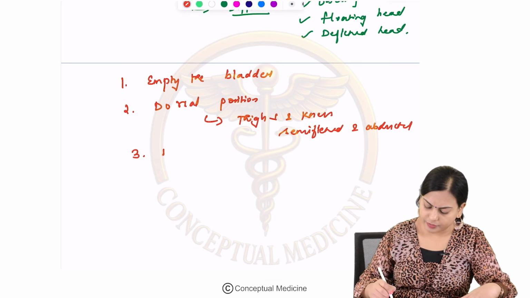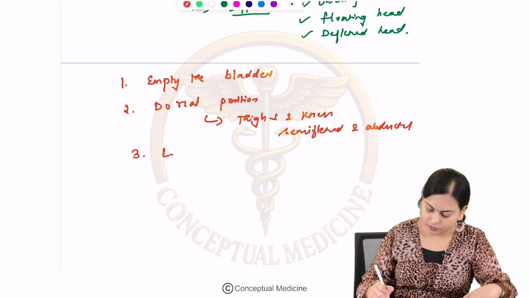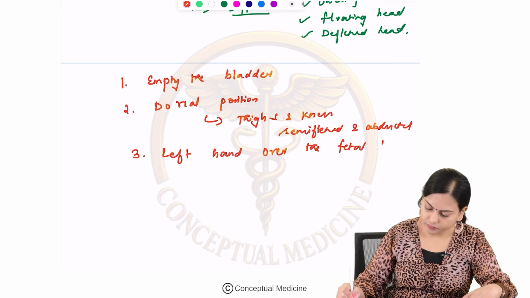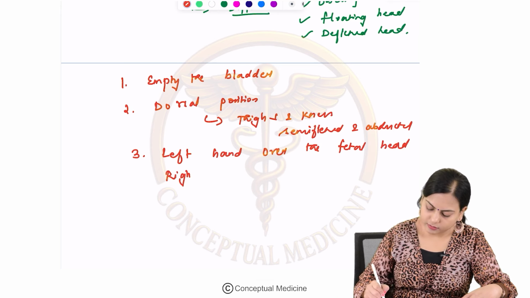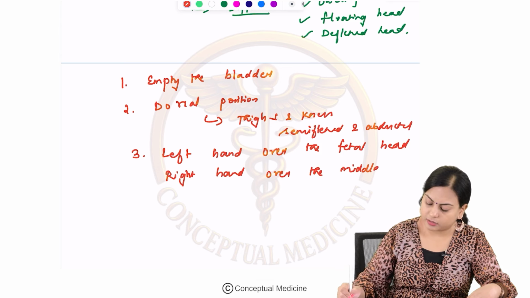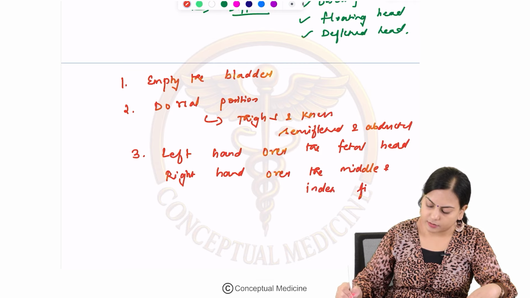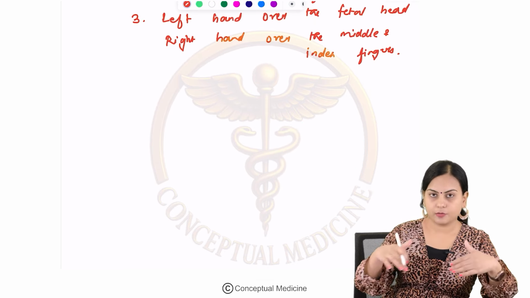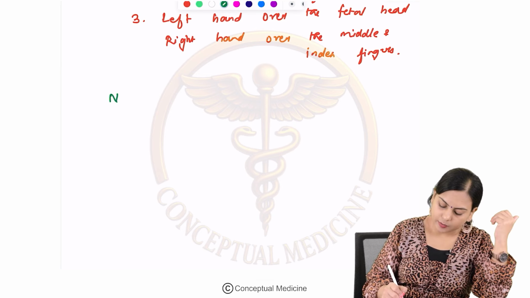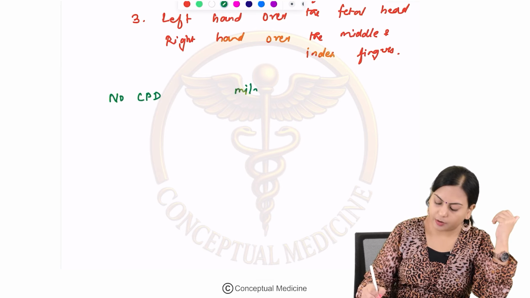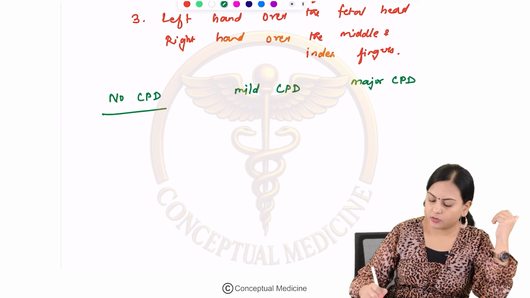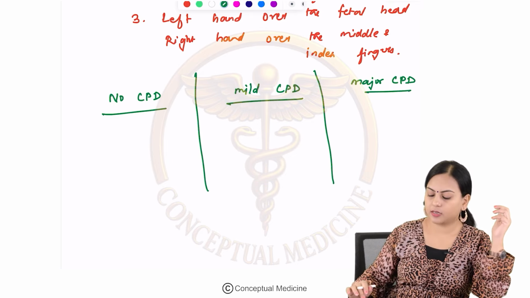So, if you are able to see, as I told you, left hand over the fetal head, right hand over with the middle and index fingers. So, the head will be pushed down. What happens? There can be three possibilities, right? There can be no CPD, or there can be a mild CPD, or there can be a major degree of CPD. So, how will we identify with this test?